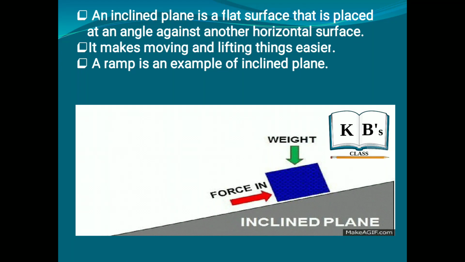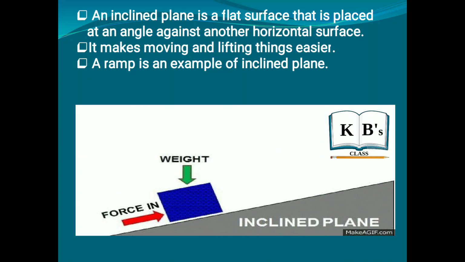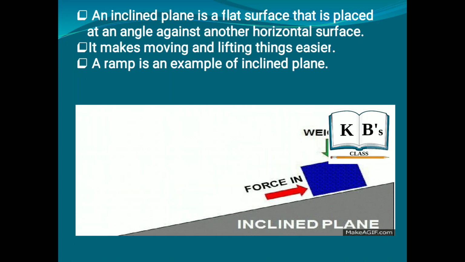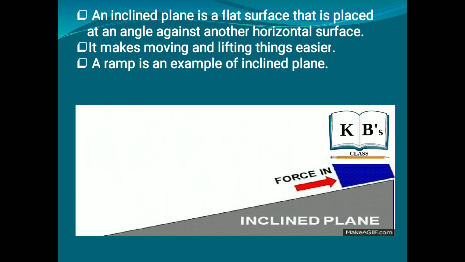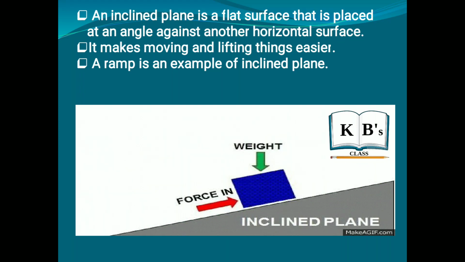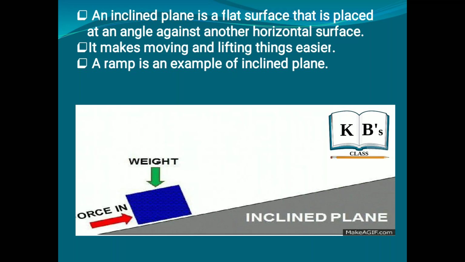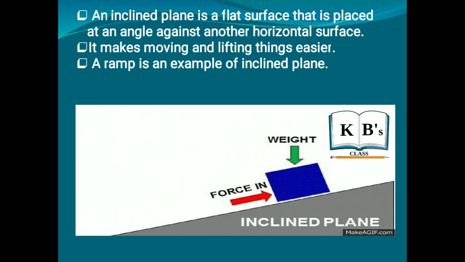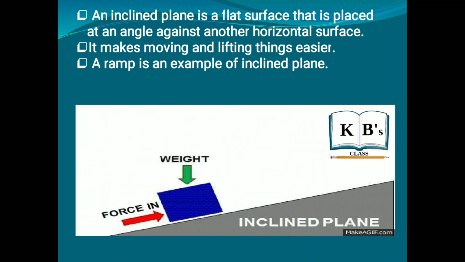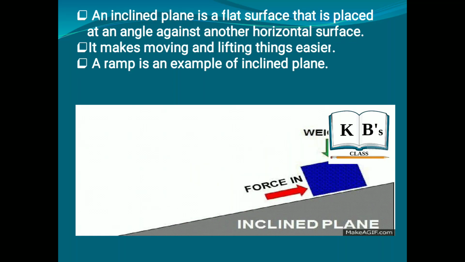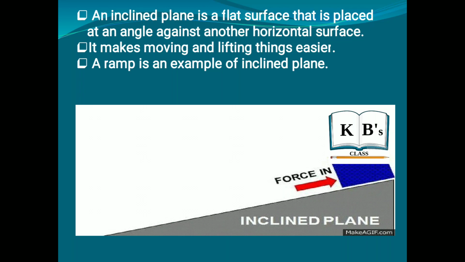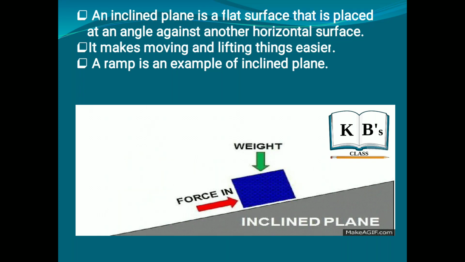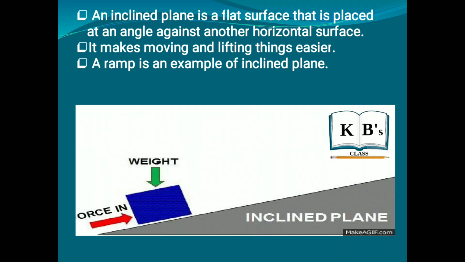An inclined plane is a flat surface that is placed at an angle against a horizontal surface. It makes moving and lifting things easier. A ramp is an example of an inclined plane. So these ramps are found inside hospitals, near banks, shopping malls, etc., which makes the lifting of things very easy.